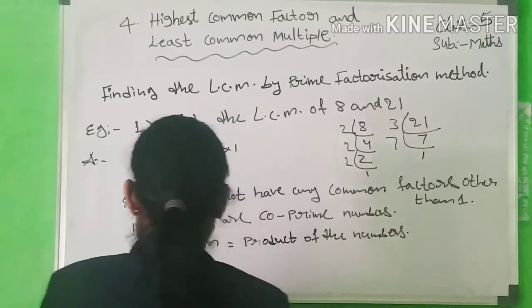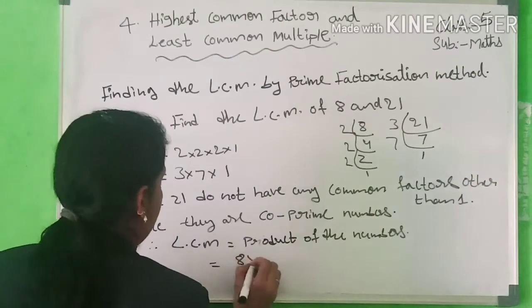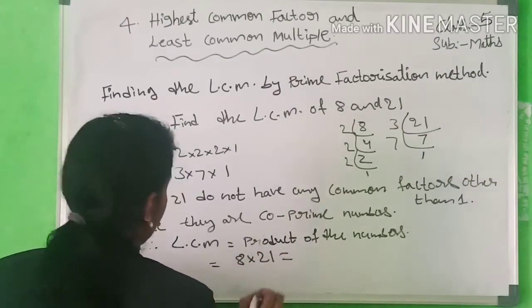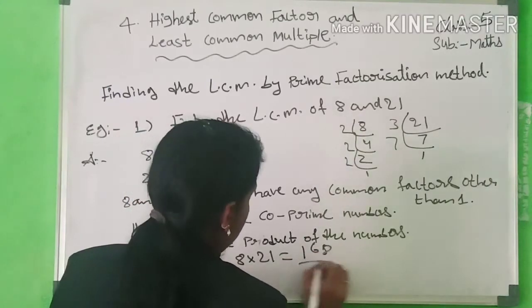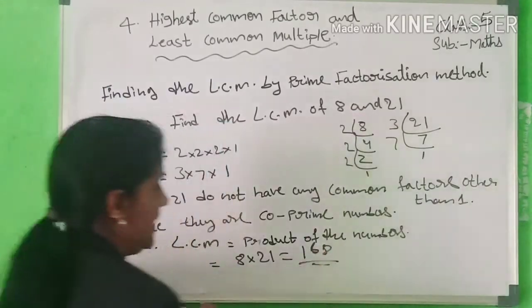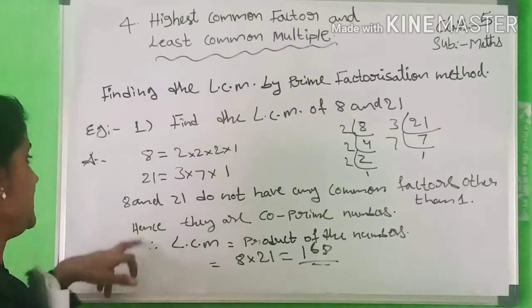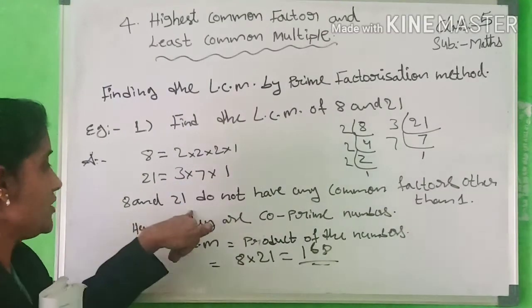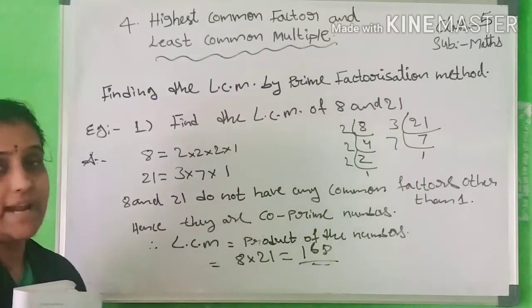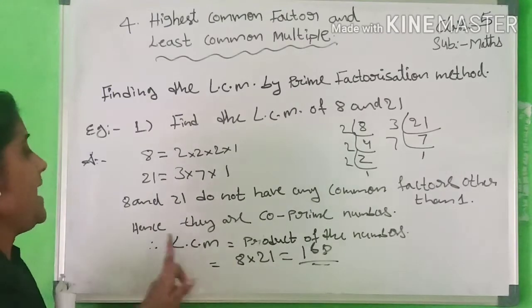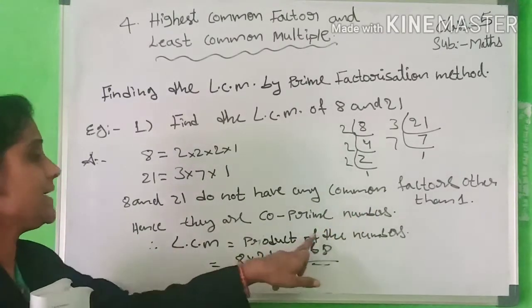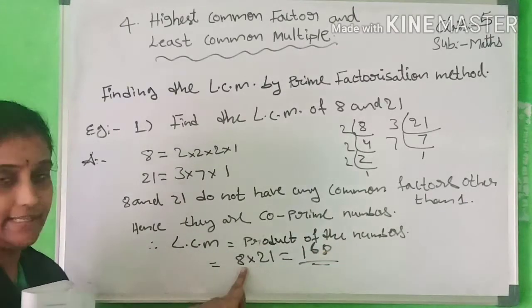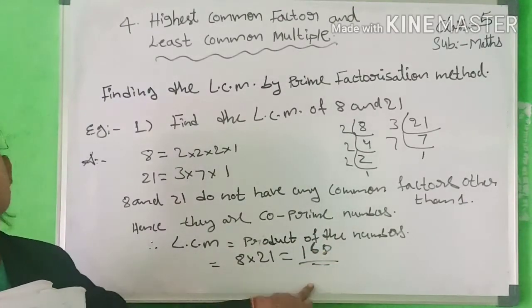Product of the numbers. Now 8 into 21 equals 168. 8 and 21 do not have any common factors other than 1. Hence they are co-prime numbers. LCM, the product of the numbers, equals 8 into 21 equals 168.